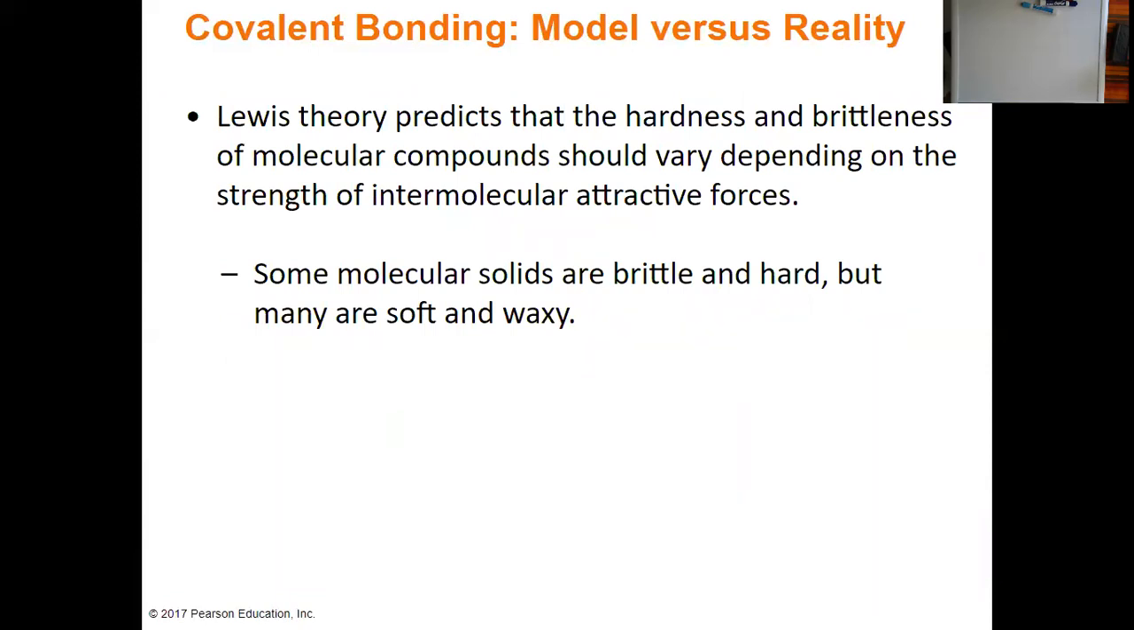Lewis theory also predicts that the hardness and the brittleness of your molecular compounds is going to depend on the strength of the intermolecular forces. Okay, so a lot of what dictates how the molecular compounds behave is the strength of those intermolecular forces between them. An intermolecular force is a force that happens between two molecules, not within the molecule. It's between two molecules. We don't have to worry too much about that now; we're going to get into much more detail with that in chapter 11.